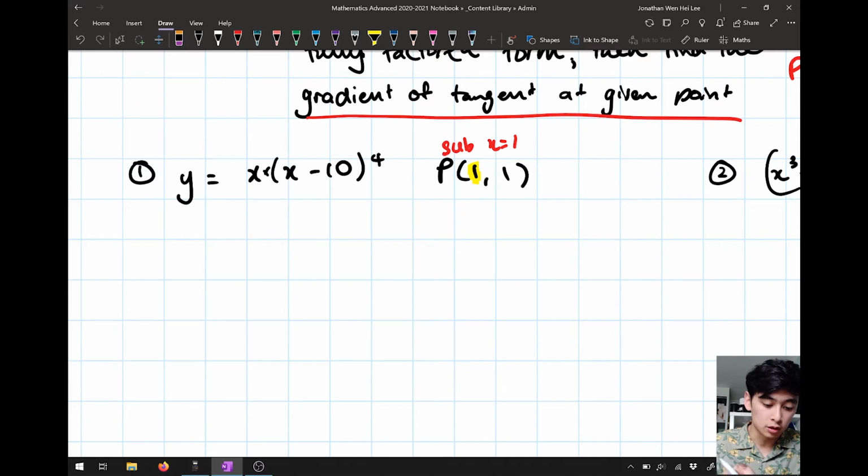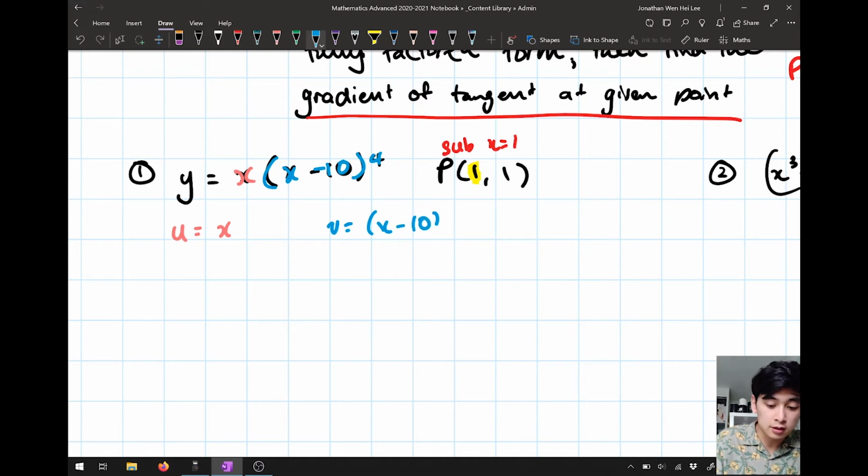So what we need to do is name the two functions. I'm going to call my x my u function, and my x minus 10 to the power 4 my v function. So underneath I'm going to write u is equal to x, and v is equal to x minus 10 to the power 4. I'm going to differentiate both of them. When I differentiate x, I just get 1 using my power rule.